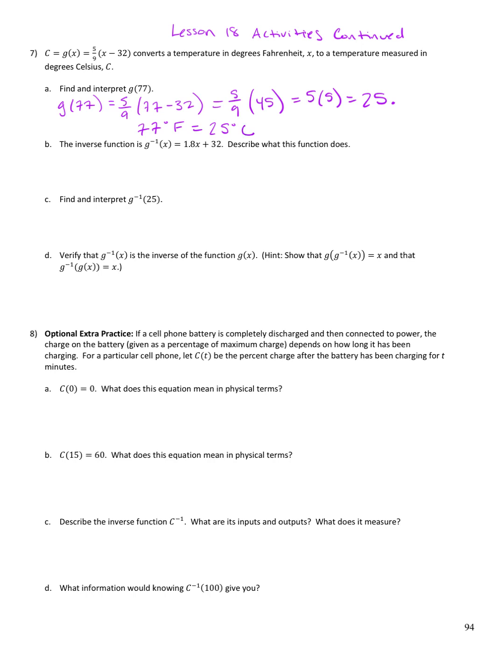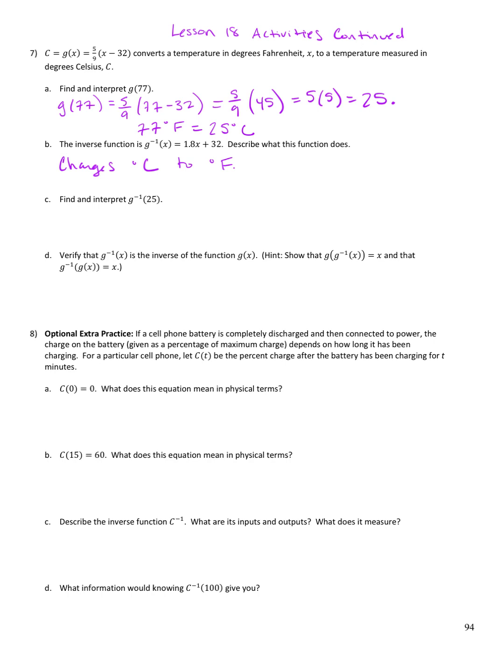The inverse function is g inverse of x is 1.8x plus 32. Describe what this function does. So inverse functions swap the role of input and output. So this x used to be degrees Fahrenheit, now it's degrees Celsius. This changes degrees Celsius to degrees Fahrenheit.